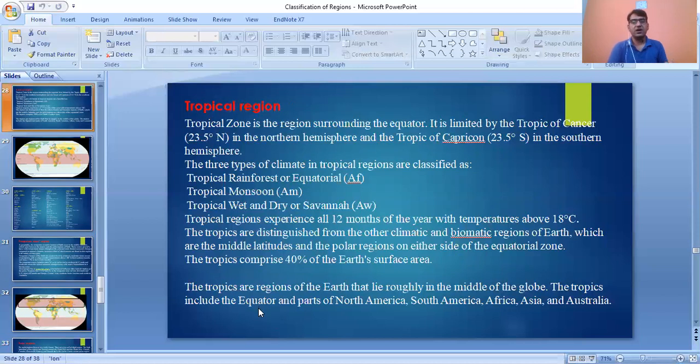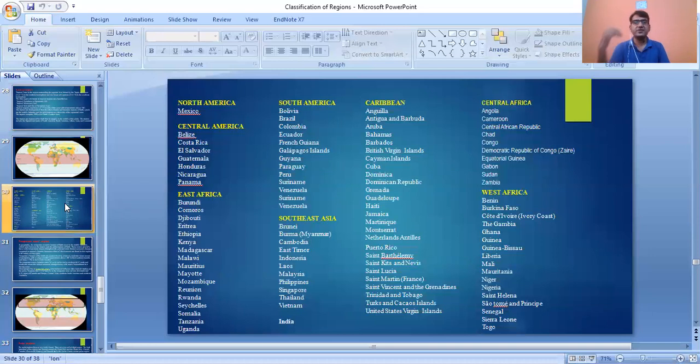The tropics are the regions of the Earth that lie roughly in the middle of the globe, so they are being called the mid latitude. The tropics include the equator and parts of North America, South America, Africa, Asia, and Australia. So these are the continents. There are certain countries we will see here, because 40% is a big percentage. So these are the countries which are found in the tropical region.